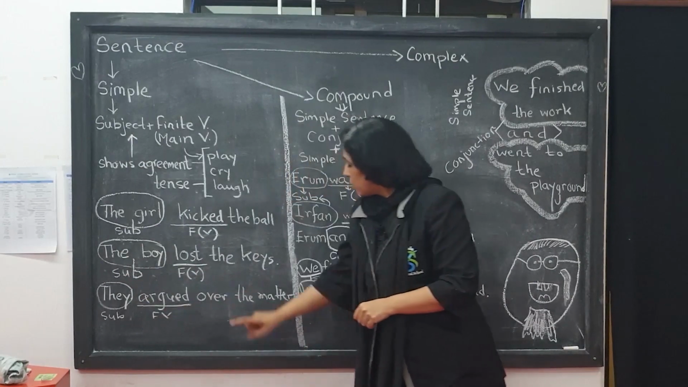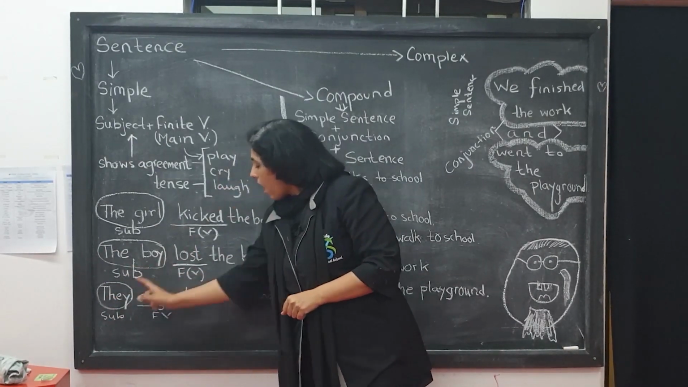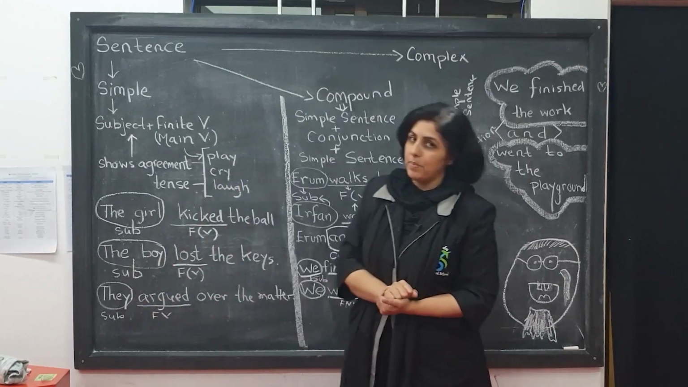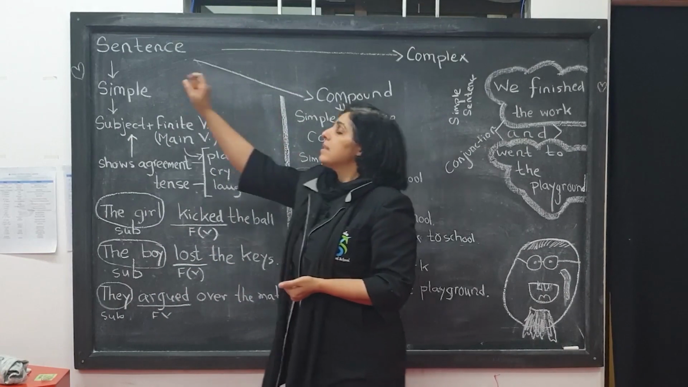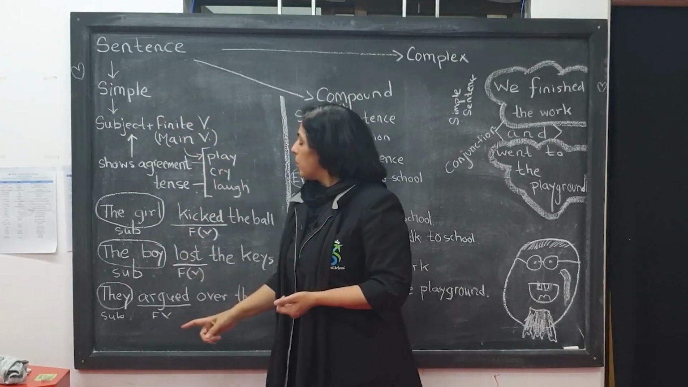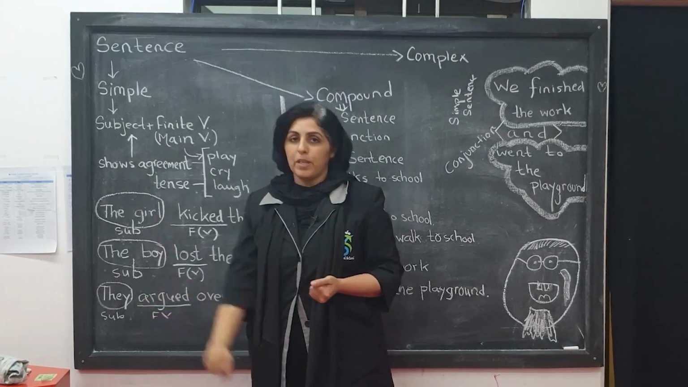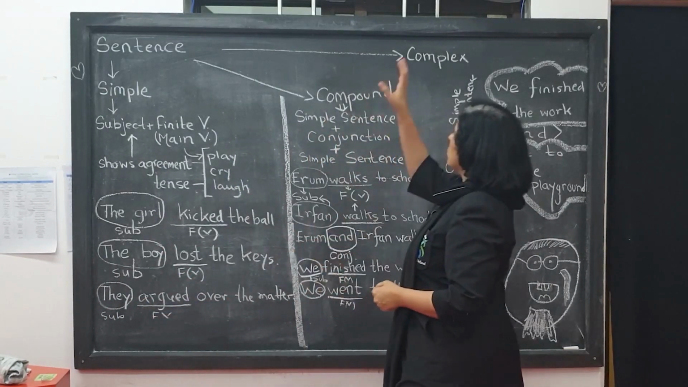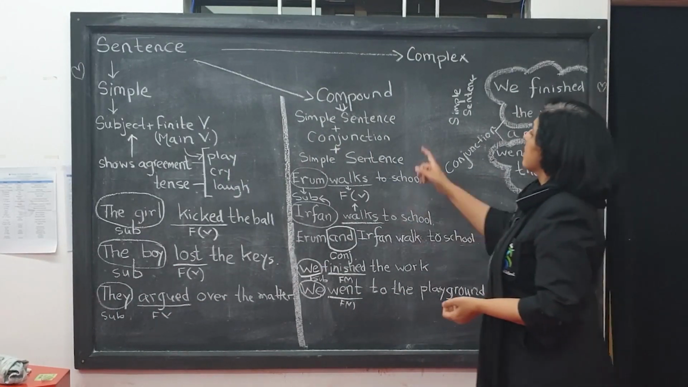They argued over the matter. They is the subject, argued is the finite verb, right? So they argued over the matter is a simple sentence. Why? Because it has one subject and it has a finite verb in it, okay? Moving on to compound sentence. So what's a compound sentence?